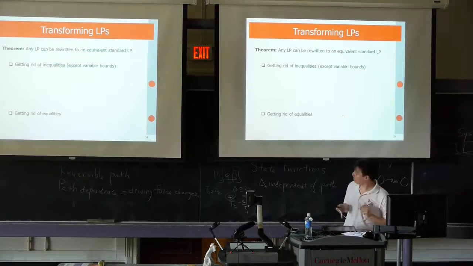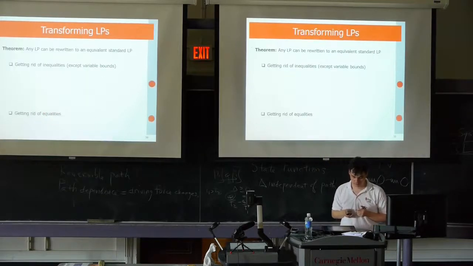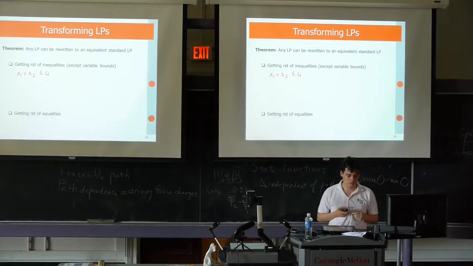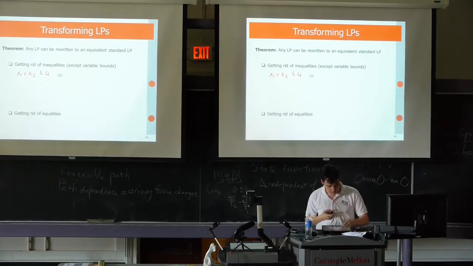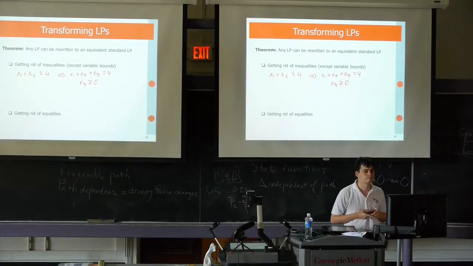Okay, so let's see. Remember this is the inequality form. How can we get rid of the inequalities? For example, if I have x1 plus x2 not bigger than 4, then I can rewrite this using slack variables: x1 plus x2 plus x3 is 4, where I have this other constraint that x3 is non-negative.